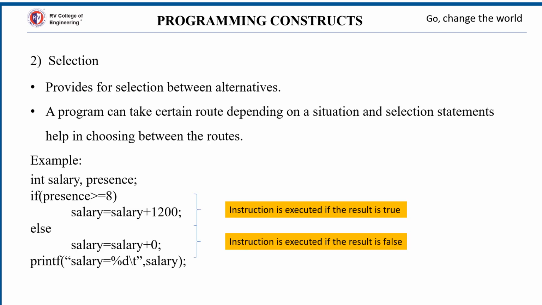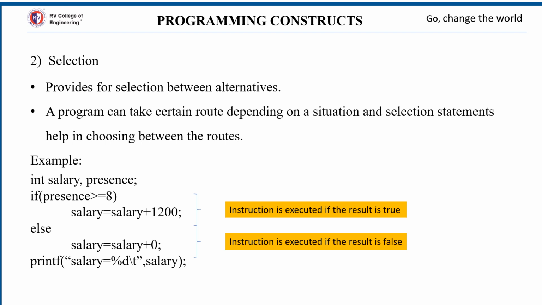Selection provides a choice between alternatives. A program can take a certain route depending on a situation, and the selection statements help in choosing between the two routes. Let us take an example. In a factory, if an employee is present, then calculate the salary for 8 hours. Otherwise, do not calculate the salary and put 0. So depending upon the state of the employee, whether he is present or not, you are asking the program to do one of the two things.